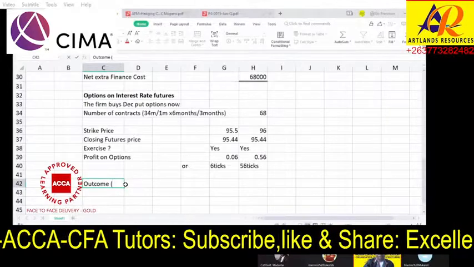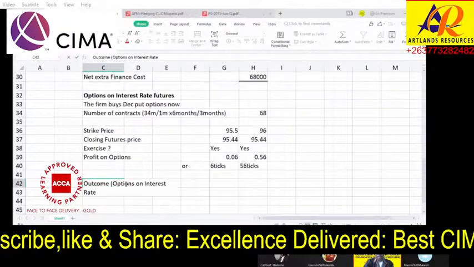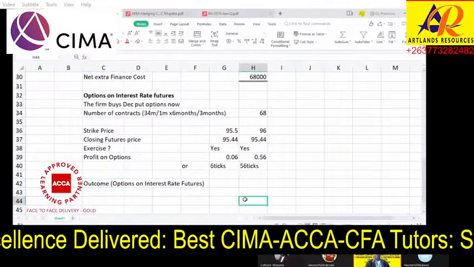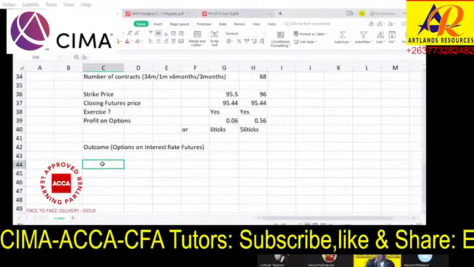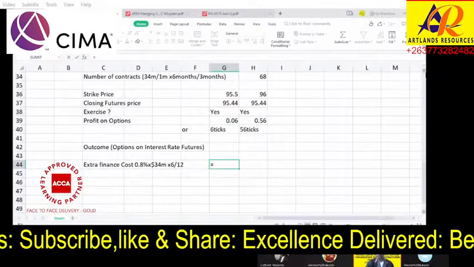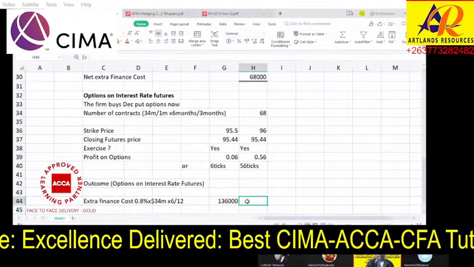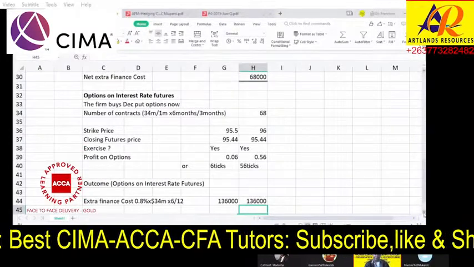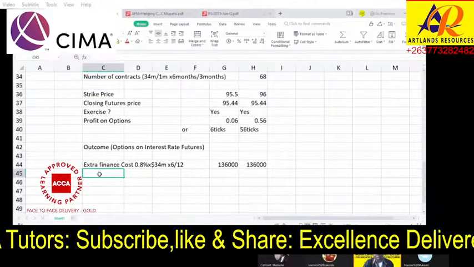It's now options on interest rate futures. This is the outcome on options on interest rate futures. The outcome is just like this. What you then have to do is you say extra finance cost. The CEO wants to know by how much the extra finance cost. So I still have to bring to the CEO's attention the extra finance cost. It is still 136 and 136. We have calculated it before. Now, if we hedge using options, this extra finance cost is reduced by profit from options.